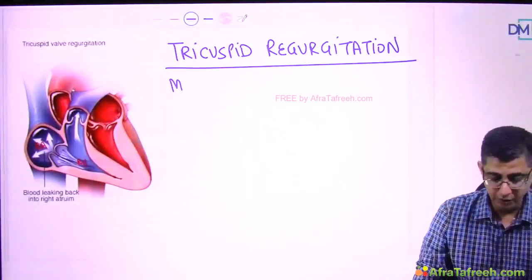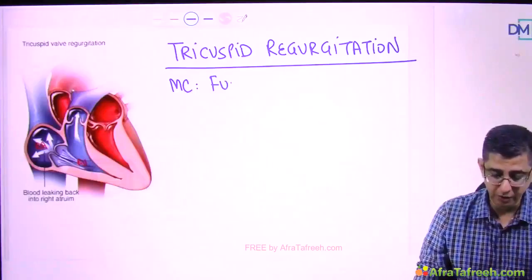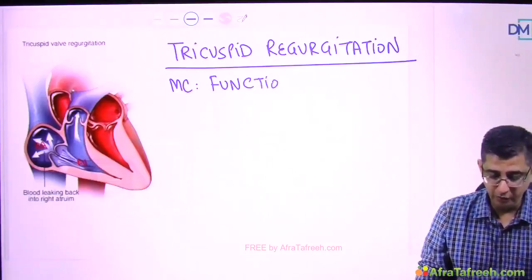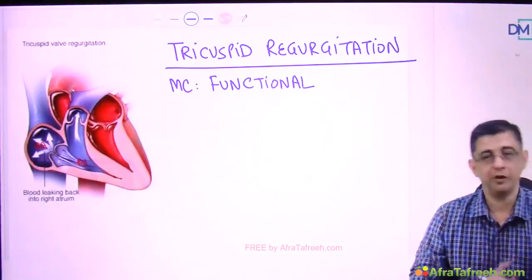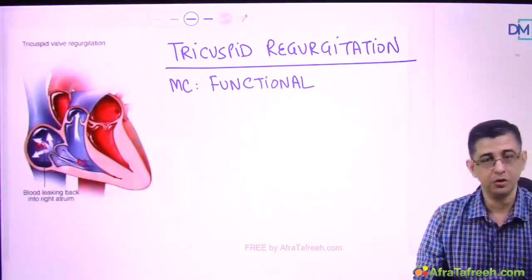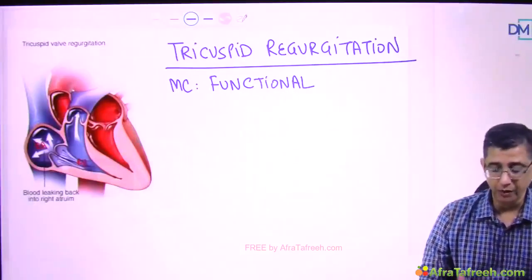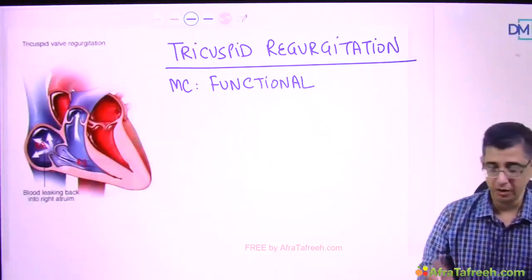If the question says what is the leading cause of tricuspid regurgitation, then the answer should be given as functional. While I'm writing that before you, I want to remind you that in the previous topic, tricuspid stenosis, I said it is coexistent with mitral stenosis. So most of the time the causes are identical. It could be most of the time a rheumatic process. But in tricuspid regurgitation, it's mainly functional.